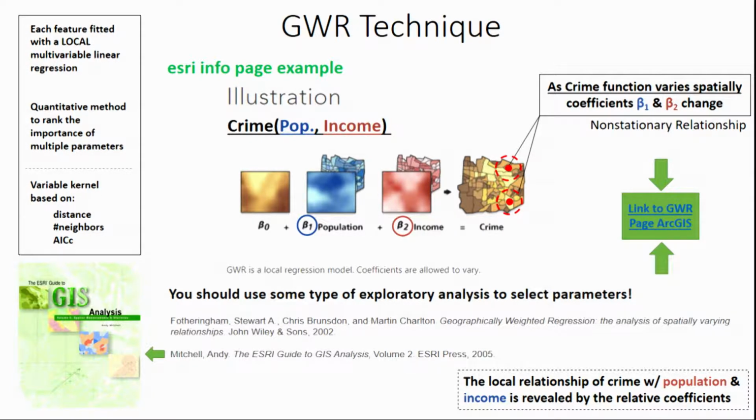I went over this example yesterday, and Esri provides an illustration of crime as a function of population and income. As the crime function varies spatially, the coefficients beta 1 and beta 2 are allowed to change. By comparing the relative coefficients, we can determine the local relationship throughout the study area.